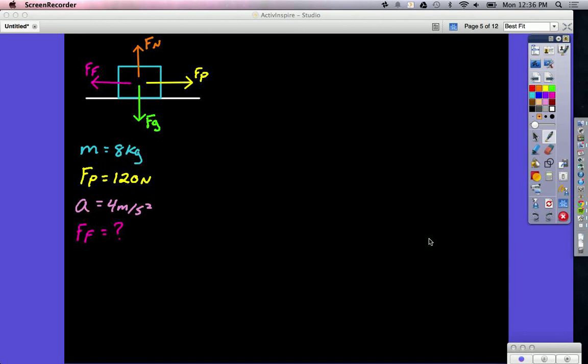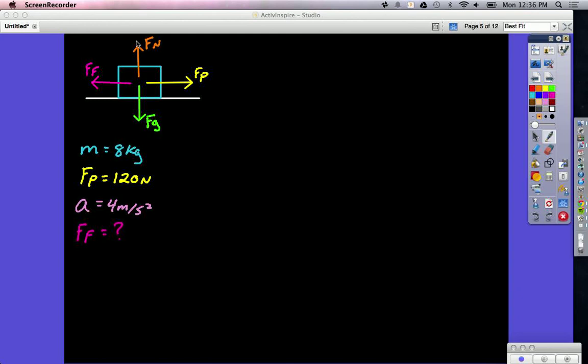We're pulling a crate to the right with our force of pull, giving it an acceleration of 4 meters per second squared, and we want to know how much friction is acting on this thing? So again, we're going to use Newton's second law. Now we're going to have to ask ourselves, which way is this accelerating? It's accelerating to the right, the direction I'm pushing it. It is not accelerating up and down.